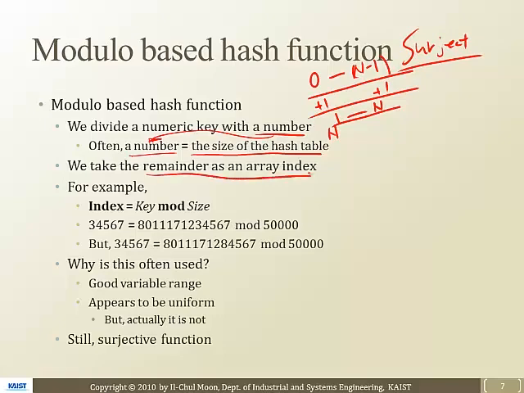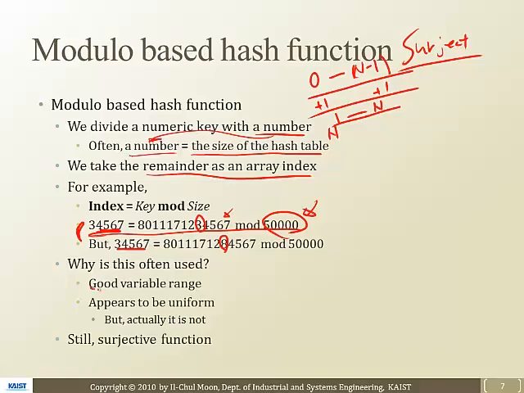So we take the remainder as an array index. For example, index is equal to key modulo size. Write this. If you have this table size and you have this ID, then this is going to be the index, right? Having said that, let's imagine we just change these numbers, but still have the same remainder. In that case, we have a collision between the two indexes.